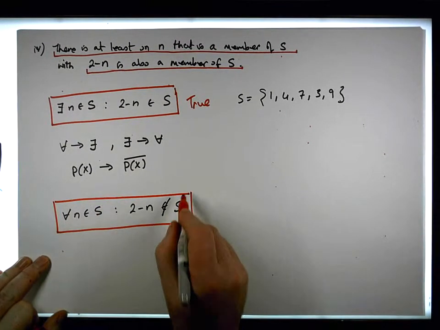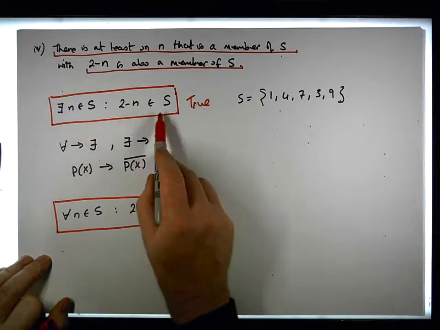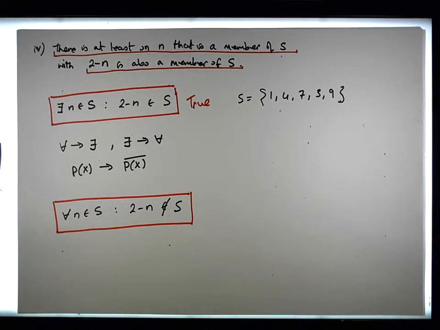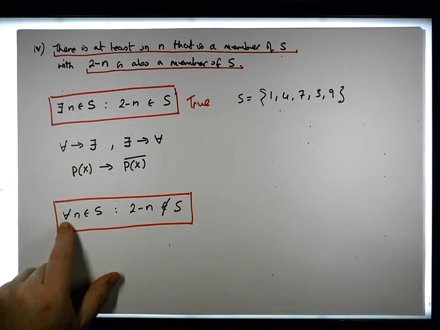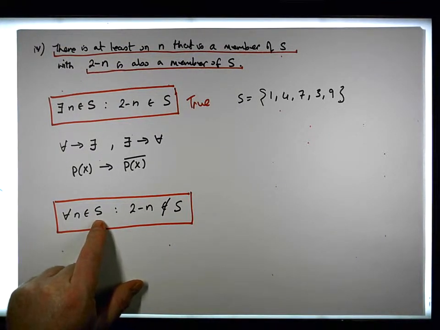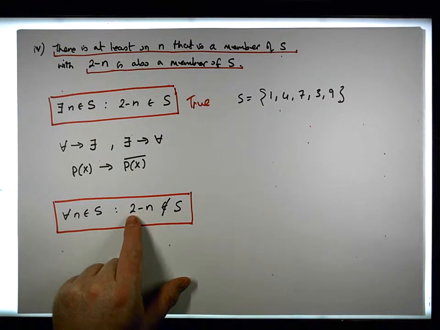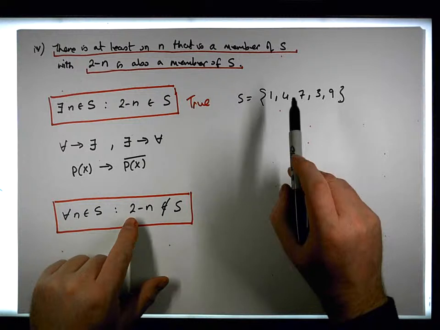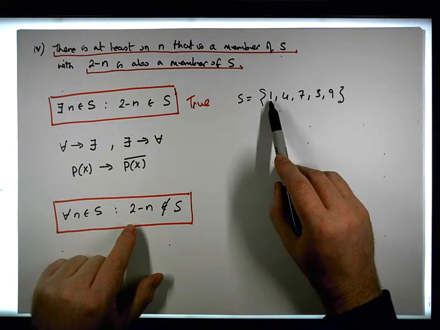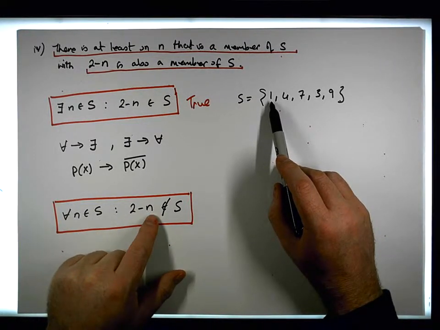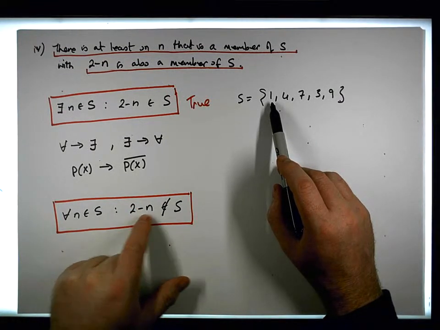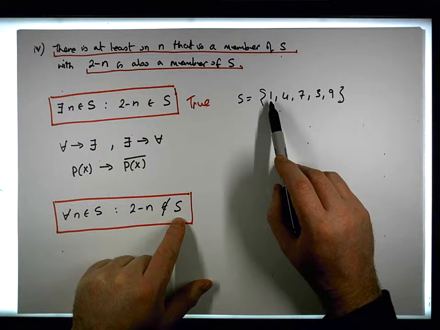Well, we know the original is true, so its negation must be false. But let's just assess it. So this is saying for all n that's an element of S, when we take the n away from 2, that value is not an element of S. So for example, we choose 1 to be n. So 2 minus 1 gives us 1. Is 1 not an element of S? No, it's not. So that's actually false.